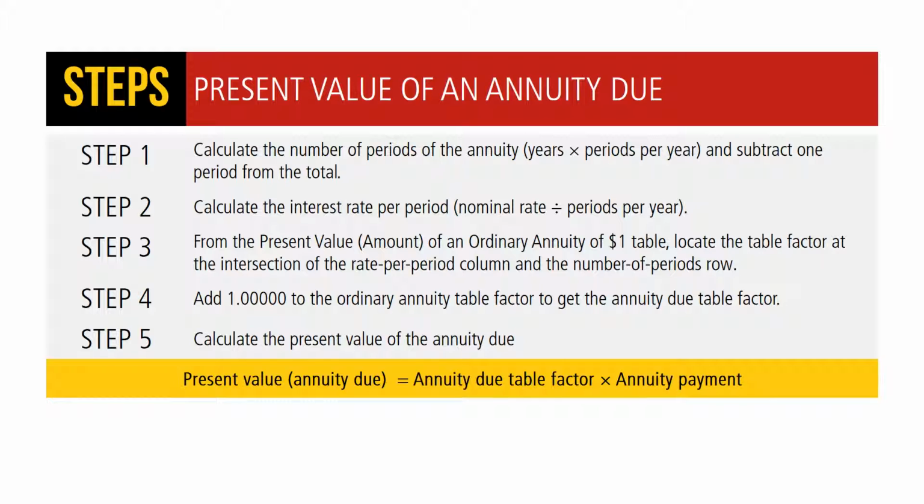The present value of an annuity due is calculated by using the same table as ordinary annuities, with some modifications to the steps. Step 1. Calculate the number of periods of the annuity. This is years times periods per year, and subtract 1 period from the total. Step 2. Calculate the interest rate per period. This is the nominal rate divided by periods per year. Step 3. From the present value amount of an ordinary annuity of $1 table, locate the table factor at the intersection of the rate per period column and the number of periods row. Step 4. Add 1 to the ordinary annuity table factor to get the annuity due table factor. Step 5. Calculate the present value of the annuity due. Present value equals annuity due table factor times your annuity payment.